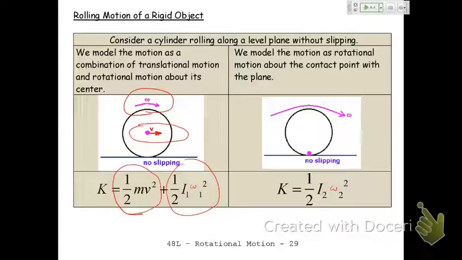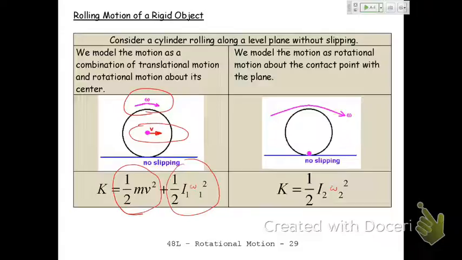I'm sorry, on these PDFs the omegas didn't print, so that's an omega squared. Okay. So that's one way, and it's perfectly good.